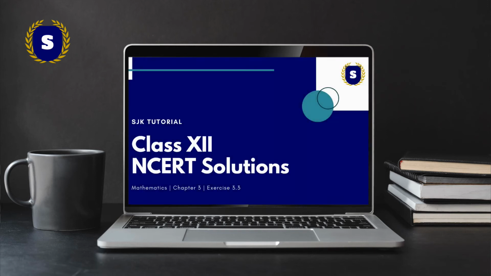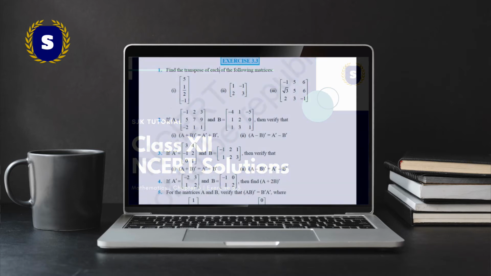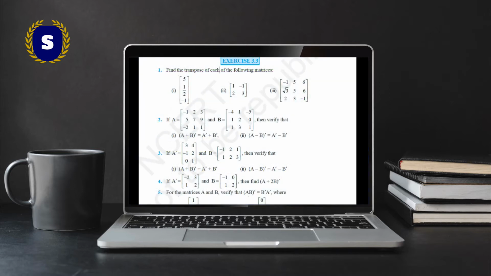Hello students, let's start the third exercise of the third chapter today. Okay, starting from the first question, to find the transpose of each of the given matrix. Let us copy the question first.